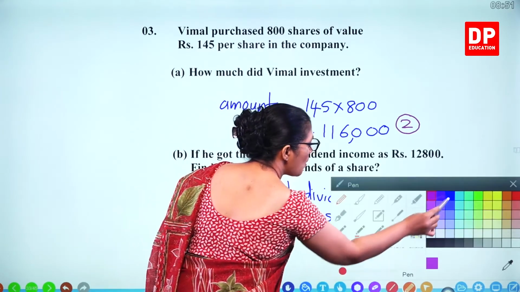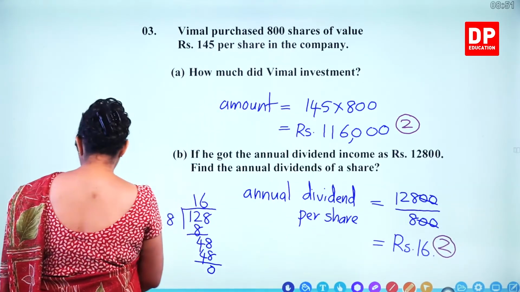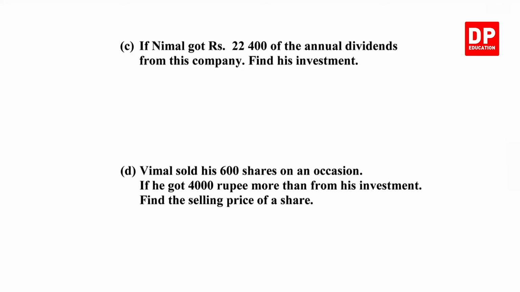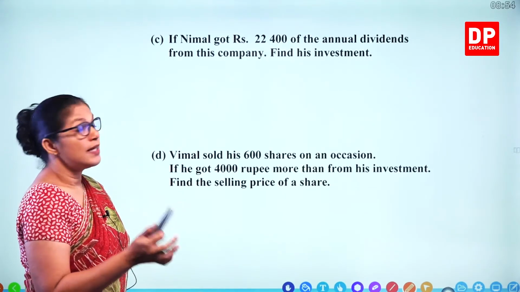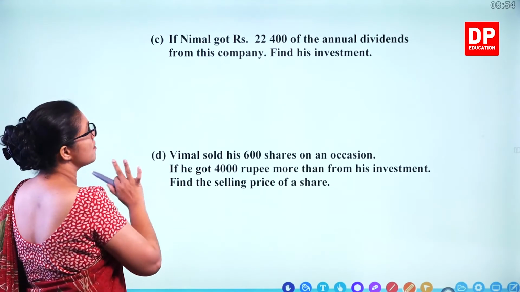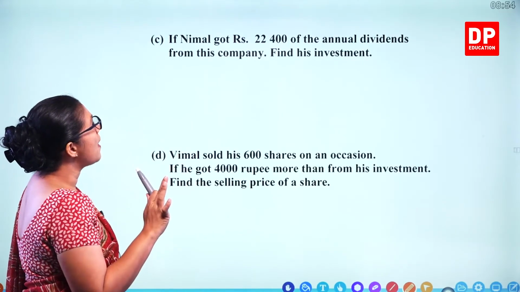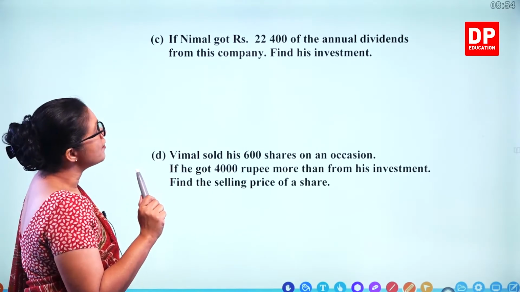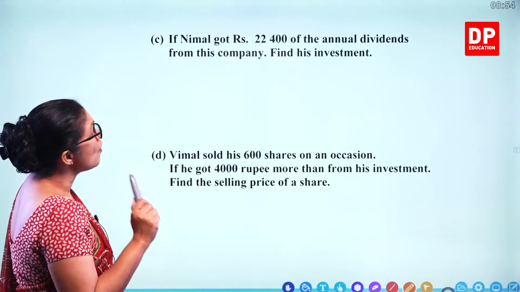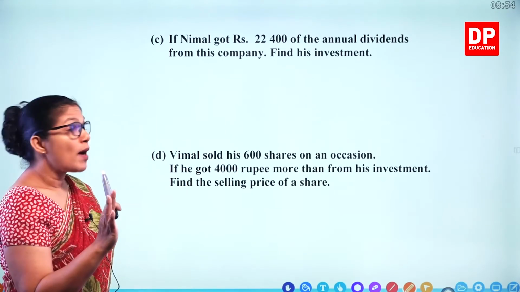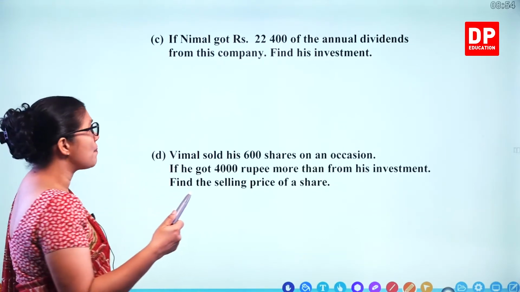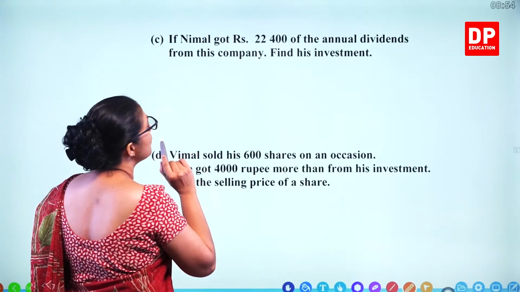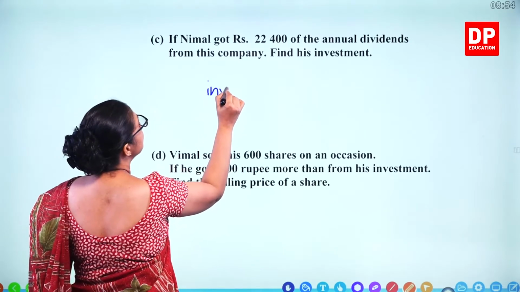Let's take the next one. Part C. If Nimal got 22,400 of the annual dividends from this company, find his investment. Earlier, Vimal invested money. Now, this is about Nimal. So, 22,400 rupees of the annual dividend. So, what's the price of a dividend? 16 rupees. We got it from the previous part. So, we can find out the investment.